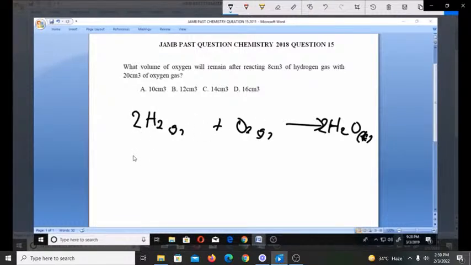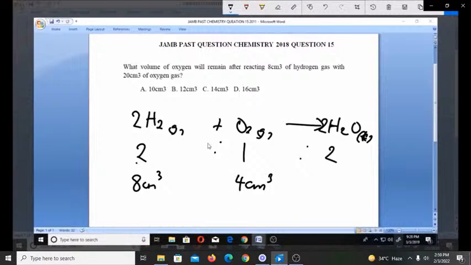So you can see the ratio here, 2 is to 1. Then on this other side we also have 2. So anytime you're having 2 of hydrogen, you're having 1 of oxygen. Therefore, if you have 8 cm³ of hydrogen, you're supposed to have 4 of oxygen, because oxygen is always half of hydrogen. So when it was 2, this is 1. So when it's 8, this should be 4.